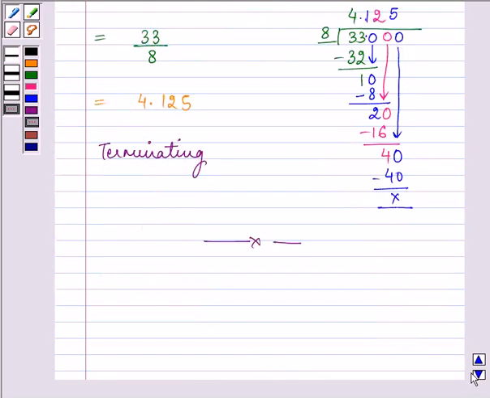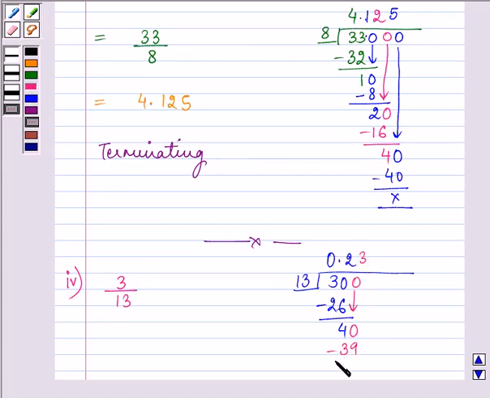The fourth expression given to us is 3 by 13. Let us divide it. Again, we need to put a decimal. 13 multiplied by 2 will give us 26. We are left with remainder 4. 0 will be dropped down from above. 13 multiplied by 3 gives us 39. We are left with remainder 1. Again, dropping down 0 from above makes it 10.